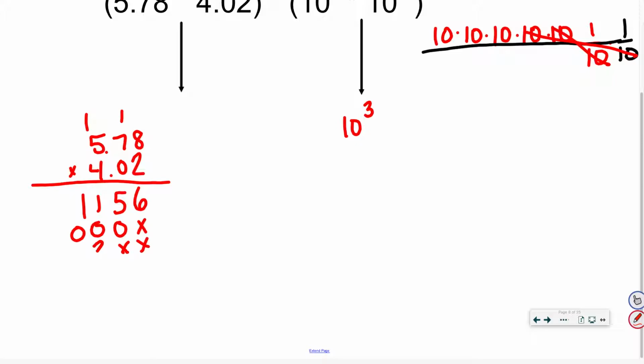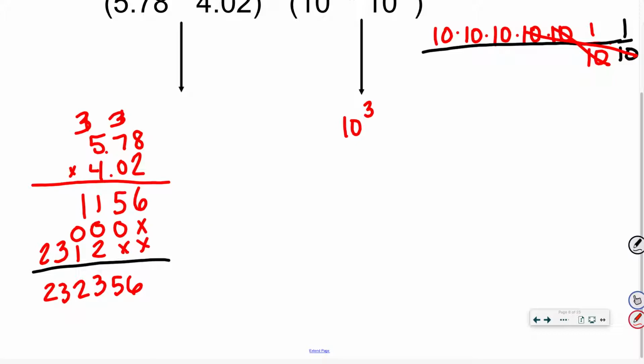4 times 8 is 32. 4 times 7 is 28, but that becomes 31. And then 23. So what do we have? 23, 23, 56. But I'm not done because I did not multiply 578 times 402. We multiply 5.78 times 4.02. So I need to bring back in these 4 place values. So 23.2356 times 10 to the third.